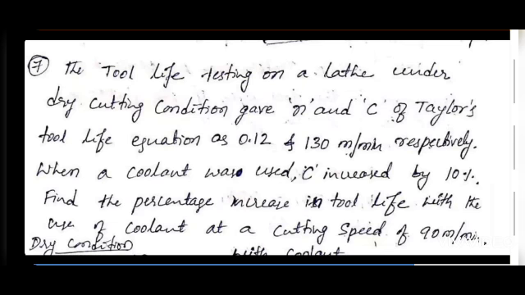Feed value is also the same, so exponent n will not change, 0.12. C value depends on machining condition. It depends on tool material, workpiece, or use of coolant. If you change the tool, C value will change. If you change the workpiece also, C value will change. If you use the coolant also, C value will change. VD, V suffix D, is the cutting speed under dry condition. Coolant condition as VC, V suffix C, is the cutting speed under coolant condition. Both cutting speeds are the same. In the dry condition as well as coolant condition, we are operating at 90 meter per minute.